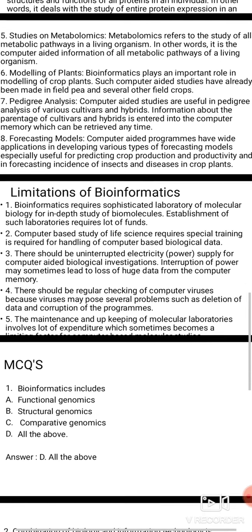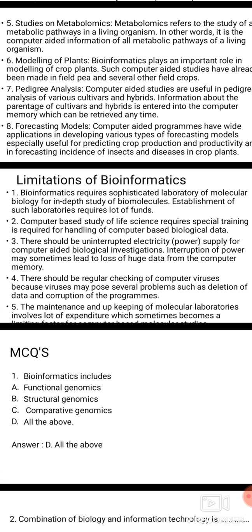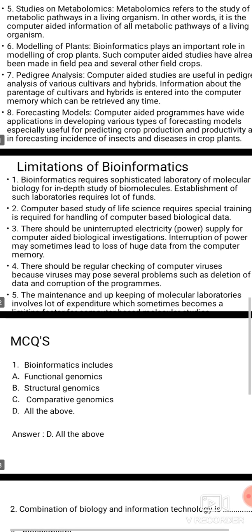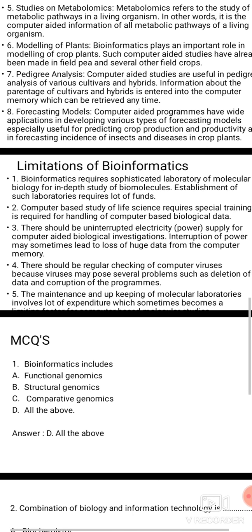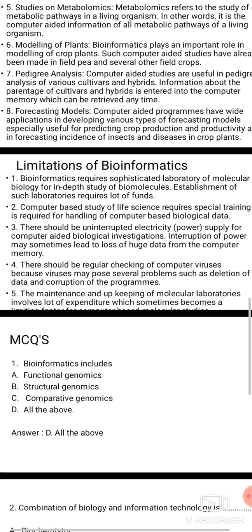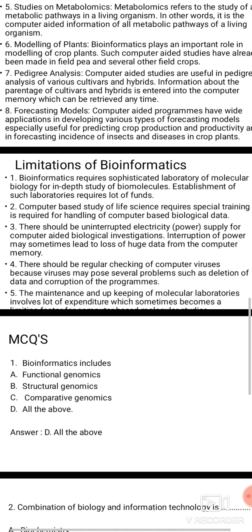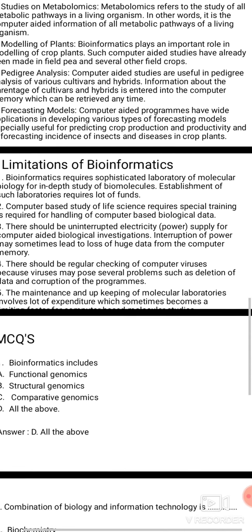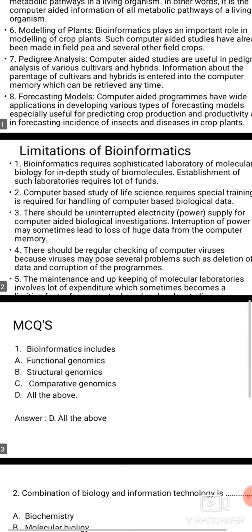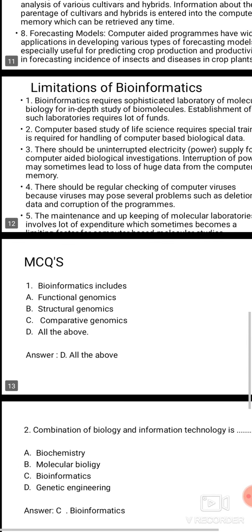Then pedigree analysis. Computer-aided studies are useful in pedigree analysis of various cultivars and hybrids. Information about the percentage of cultivars and hybrids is entered in the computer memory, which can be retrieved anytime. Then forecasting models. Computer-aided programs have wide applications in developing various types of forecasting models, especially useful for predicting crop production and productivity, and in forecasting incidences of insects and diseases in crop plants.